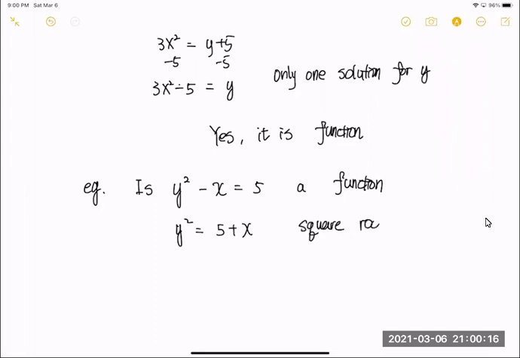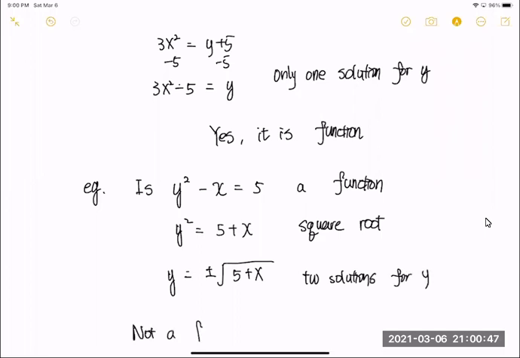Remember, by the square root property, we know that if you take the square root on both sides, you will have a positive and negative solution. So that means these have two solutions: either y equals the positive square root of x plus 5, or y equals the negative square root of 5 plus x. So that means there are two solutions for y. So this is not a function.